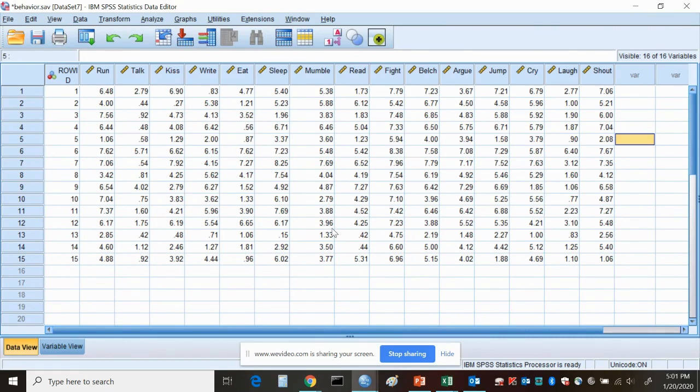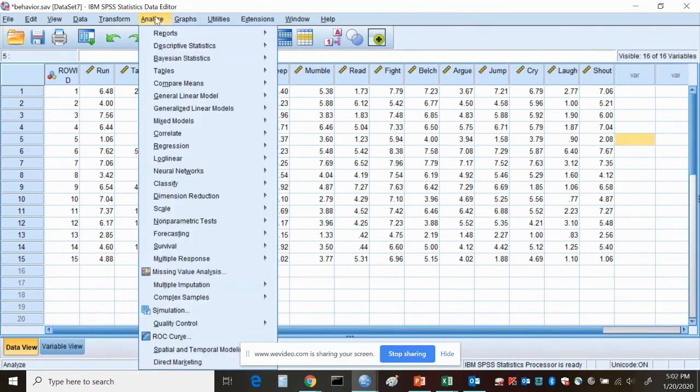I do not know what these scores stand for, but for the sake of this example, we will assume that a low score represents a lower interest in that behavior, and a higher score represents a greater interest in that behavior. So to calculate the correlation coefficient, we will go to Analyze, Correlate, Bivariate, which represents two variables.